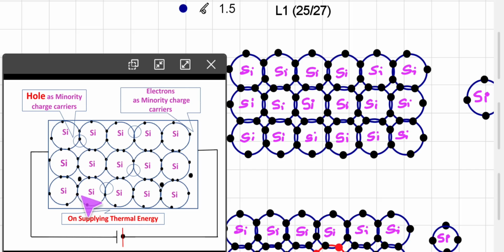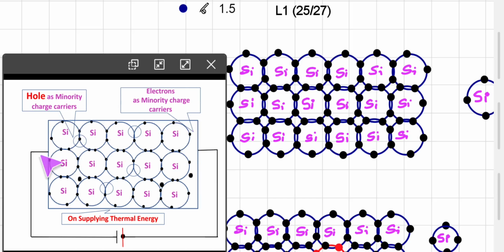So for that sake, to increase the electrical conductivity of this material and to use the semiconducting material for various purposes, we need to dope some impurities in this material so that its electrical conductivity can be increased. And by doping trivalent and pentavalent impurity, we can convert this silicon into p-type material and n-type material.